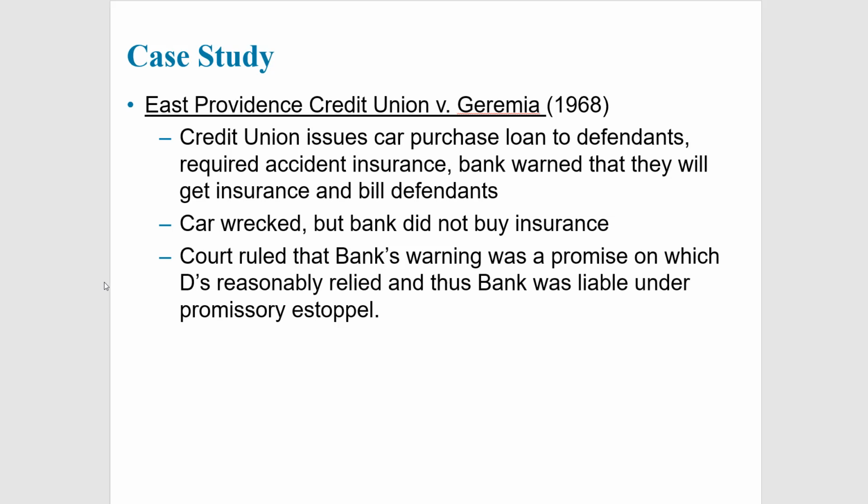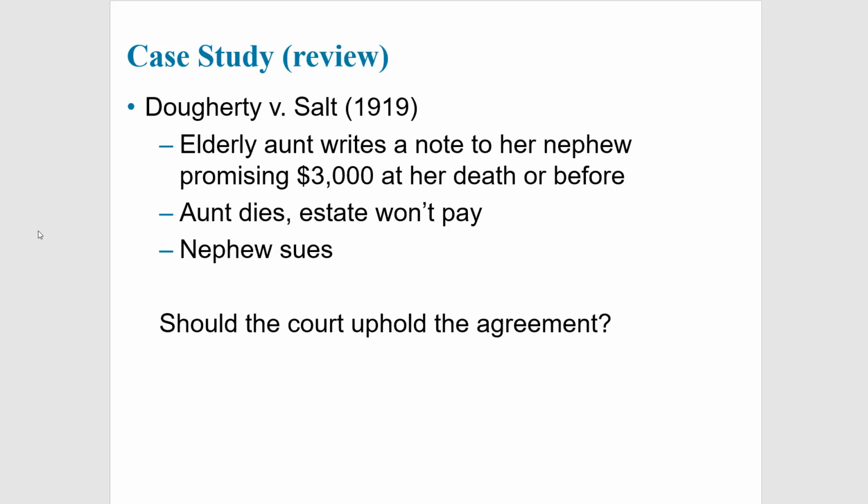The court ruled that the bank's warning was a promise on which the defendants reasonably relied, and the bank was thus liable under promissory estoppel. So the bank was the one that suffered the loss rather than the defendants, because the credit union made that promise, they relied on it, and there we go.